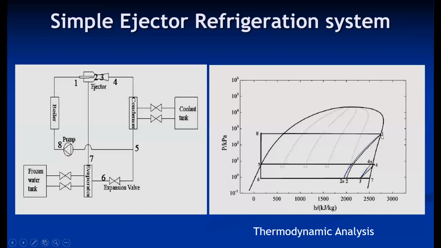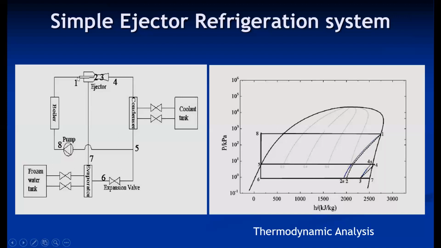Point number one is at the inlet of the ejector, at the inlet of the primary nozzle, and it is coming from the boiler. At the outlet of the boiler, the pressure is very high. Considering the simple system, this high pressure, high temperature refrigerant is a saturated vapor. The saturated vapor is then expanded in the primary nozzle.